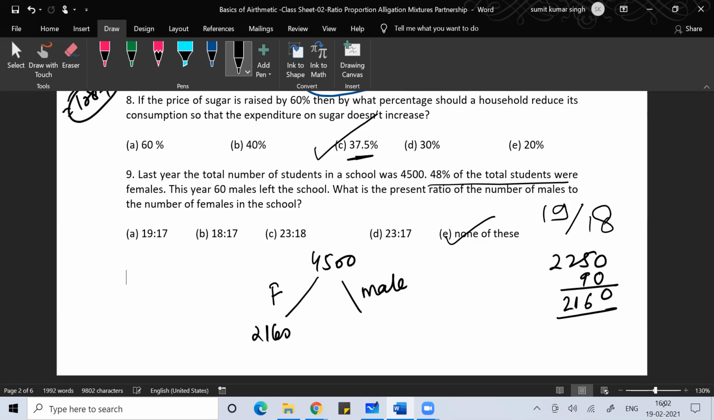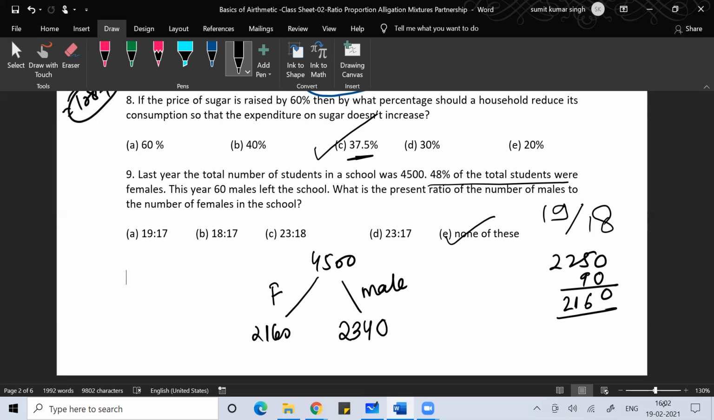Number of male will be 2340. So last year the total number of students was 4500, the number of female was 2160, and the number of male was 2340. 48% of total students were female, so 48% were female and 52% were male.